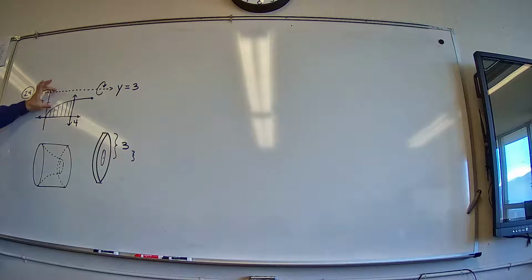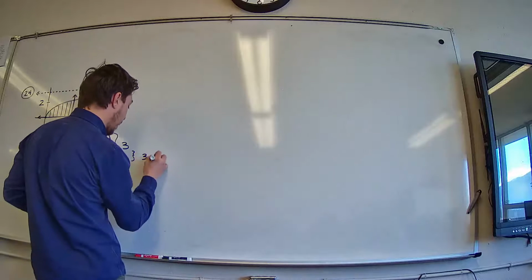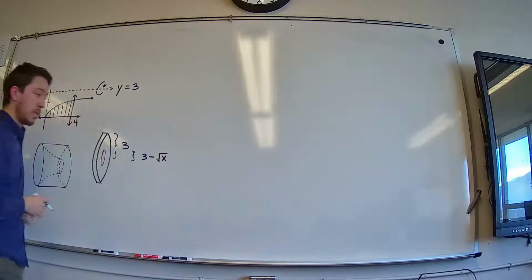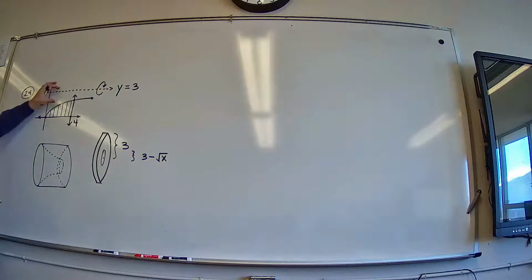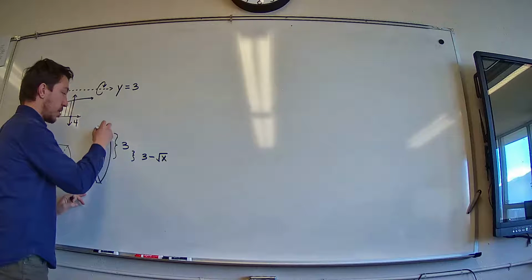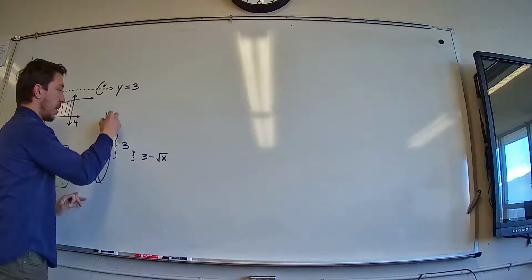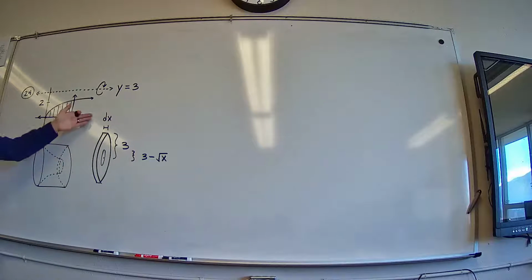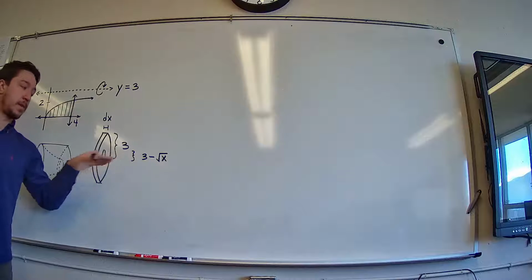So be careful. It's a changing value. I heard someone say 3 minus. 3 minus root x. Very good. So 3 minus root x. Do you feel okay about that for the inner radius? Okay. And then of course the thickness of this disk, this washer, is dx, which clues us into the fact that I want these to have x's in them.